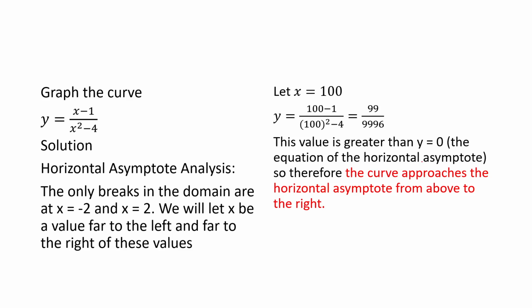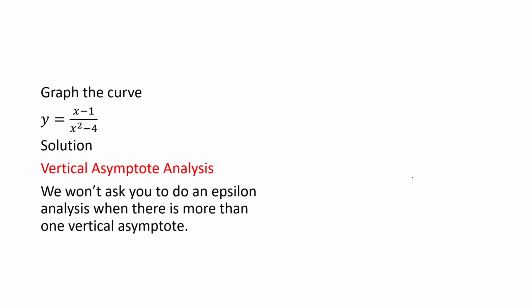Well, now let's let x be positive 100. We'll test the behavior to the far right. And when we do that, when we let x be positive 100, we get a small number but slightly greater than 0. That means the curve's going to approach the horizontal asymptote from above to the right. Okay, now our vertical asymptote analysis, as we said before, when there's only one vertical asymptote, we'll use epsilon in this analysis. When there's two vertical asymptotes, we'll lighten your load a little bit. We'll just let epsilon, so to speak, be 0.01.